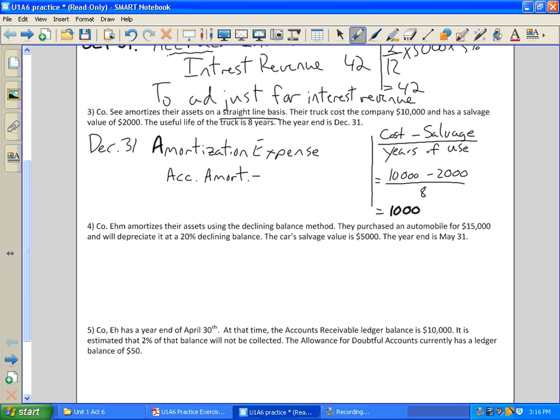Dash, and I make sure I list the asset here, truck. You'll notice that I just put it to amortization expense up top. Some textbooks, some teachers might want you to put amortization expense truck at the end. I'm okay if you don't do it. I think all amortization should go under the same expense, so just leave it as it is. There's no need to classify it as amortization expense truck. That's a debit for 1,000. Accumulated amortization is a credit for 1,000.